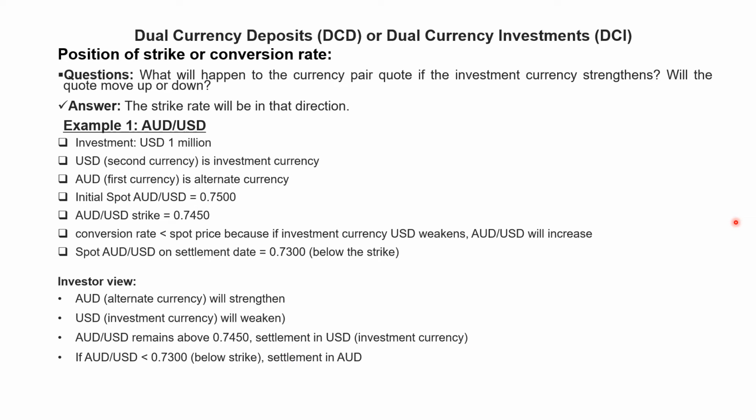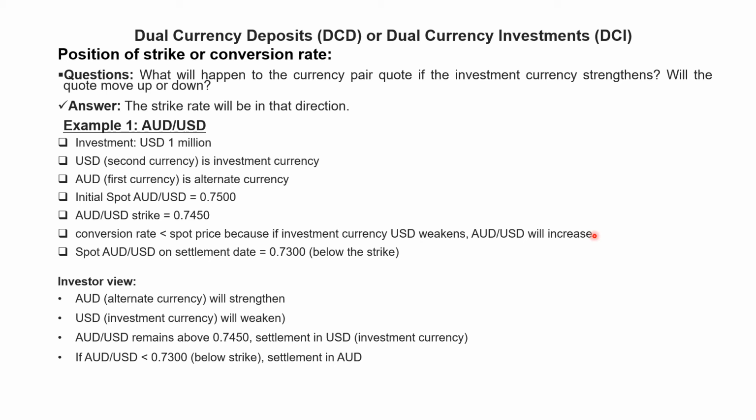To summarize, if the second currency USD is the investment currency and the relevant strike price will be set below the spot, payment will be made in the first currency AUD, which is the alternate currency, if the first currency weakens below the strike, that is AUD USD is less than 0.745, or the AUD weakens to below 0.745.